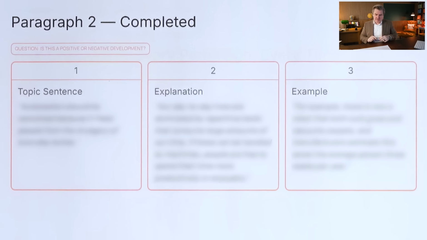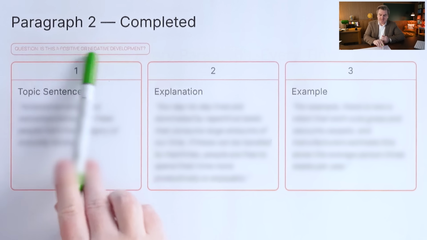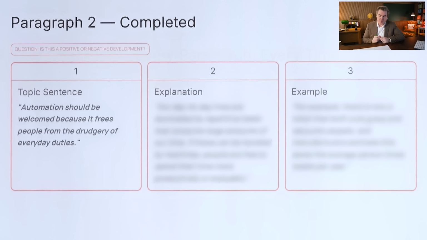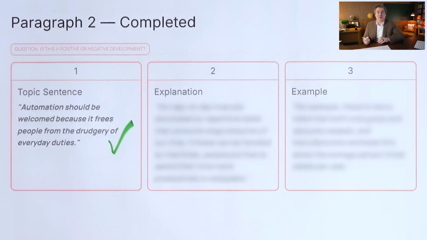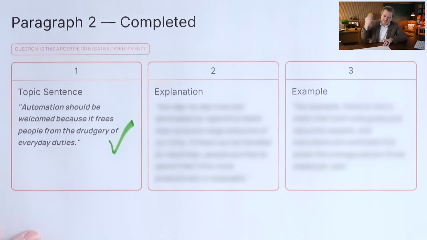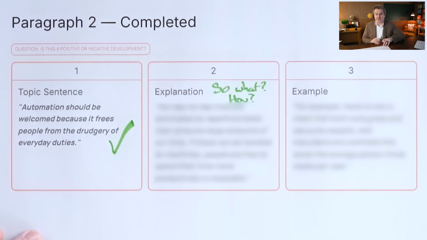So let's look at our student's main body paragraph for the other question, which is: is this a positive or negative development? "Automation should be welcomed because it frees people from the drudgery of everyday duties." Okay, they're trying to be a little bit fancy with drudgery, but they used it effectively. But what is the examiner thinking? Do I know what is coming up? Do I know what this paragraph is about? Well, it frees people from work. What is the examiner thinking? So what? How does this actually free people from work?